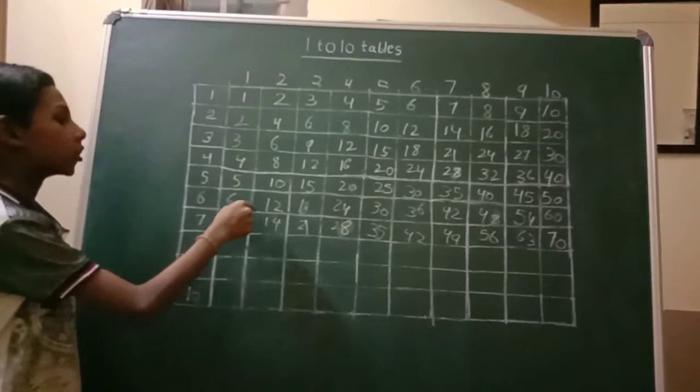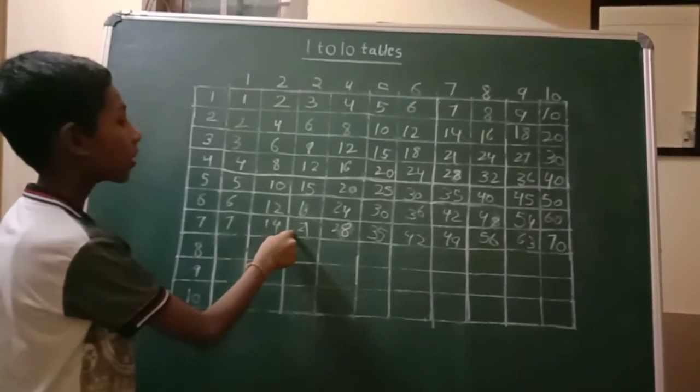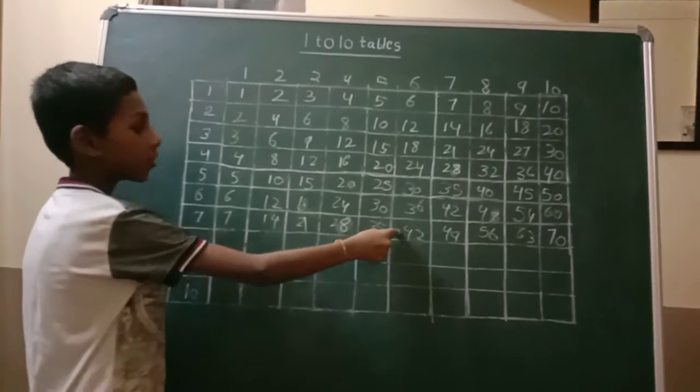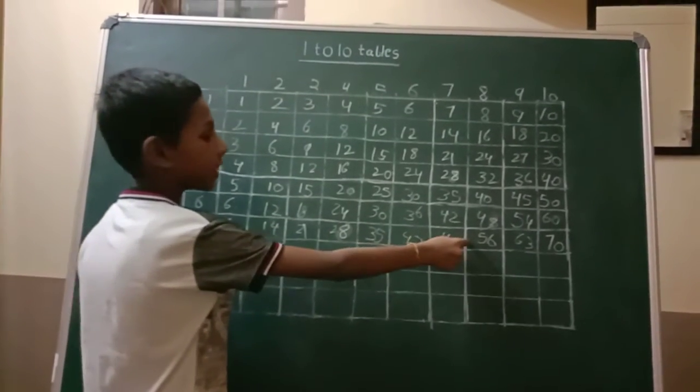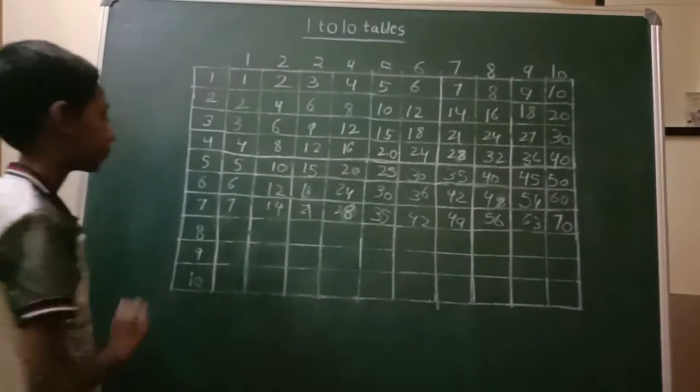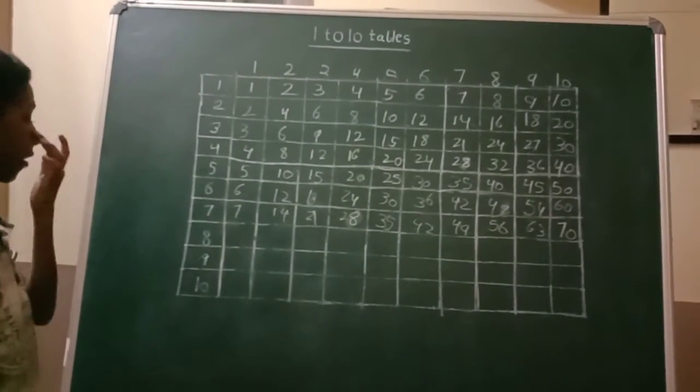7 ones are 7, 7 twos are 14, 7 threes are 21, 7 fours are 28, 7 fives are 35, 7 sixes are 42, 7 sevens are 49, 7 eights are 56, 7 nines are 63, and last 7 tens are 70. I am writing table of 8.